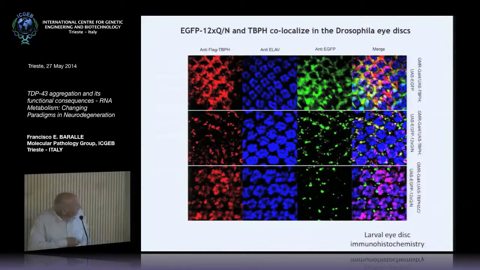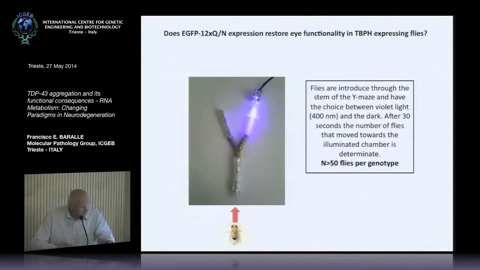Just to show you a bit of the colocalization in the retinal tissue, that tells you the same thing. There is aggregation, endogenous transgenic TBPH colocalized with the aggregates. It's the same story about this and solubility. So, do the rescue flies see? Or is it just the structure of the eye?